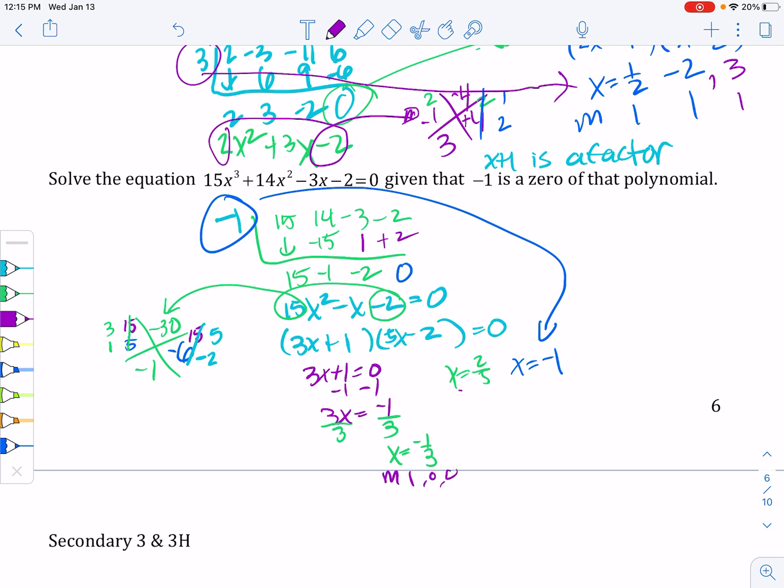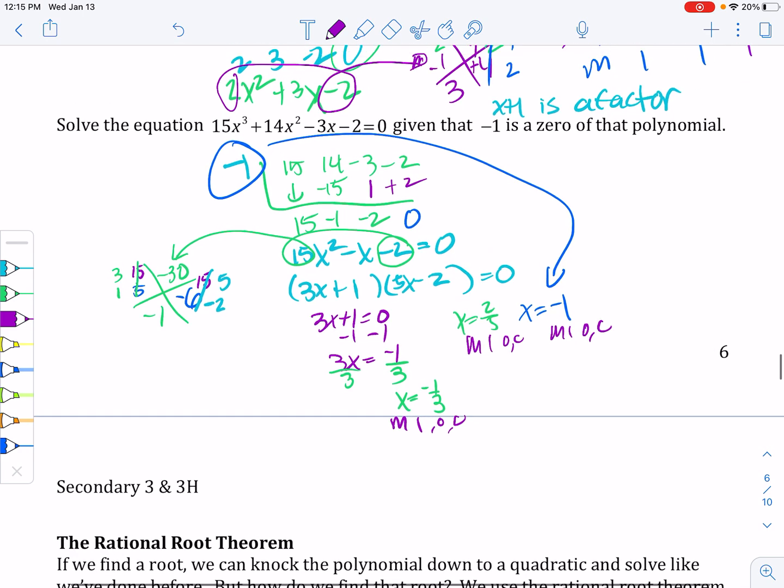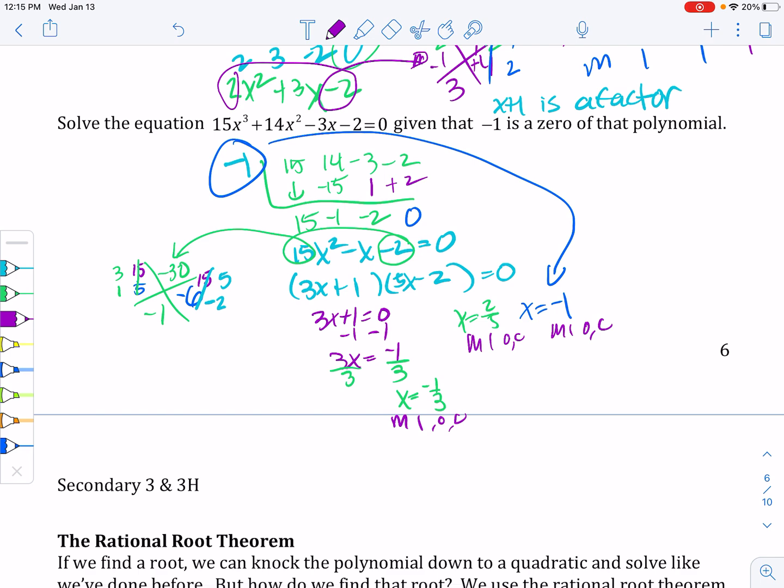So it'll be odd and crossing, multiplicity of 1, odd and crossing, multiplicity of 1, odd and crossing. Okay? So that's how we can use that to help us find the solutions, or roots, or zeros, or x-intercepts, or our factors of a polynomial.